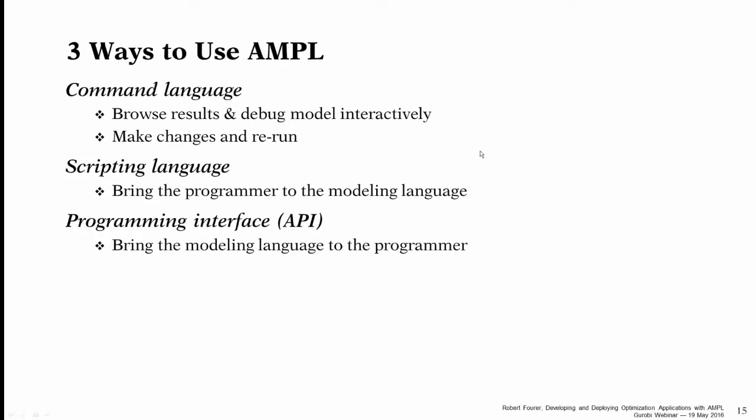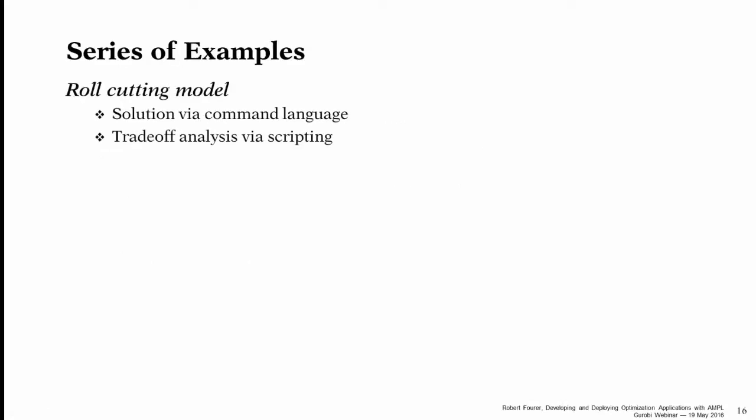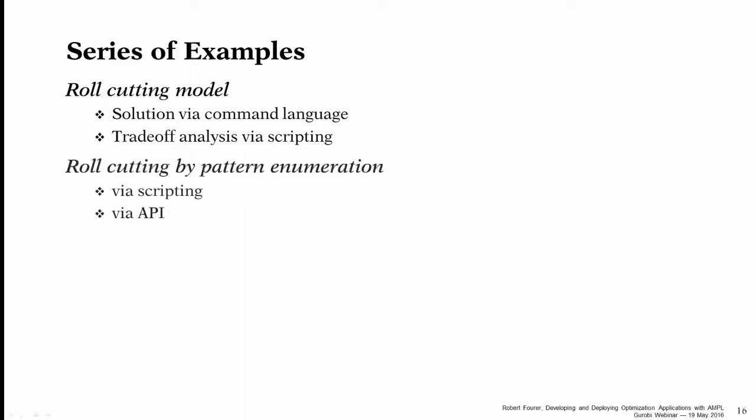And what I want to use is one model for all of them. And what I'm going to use is a roll cutting model. It's very simple in principle, but it has many complications, and it's typical of some more complicated things that I'll discuss. And I'll first show just the solution via the command language, and then a trade-off analysis where we do some scripting. And then I'll go from the simple roll cutting model to one where we actually worry about finding all the patterns for it. And I'll show some ways of doing that.